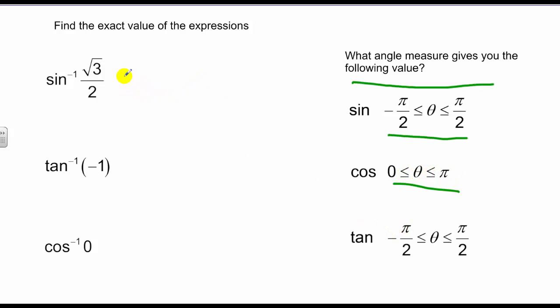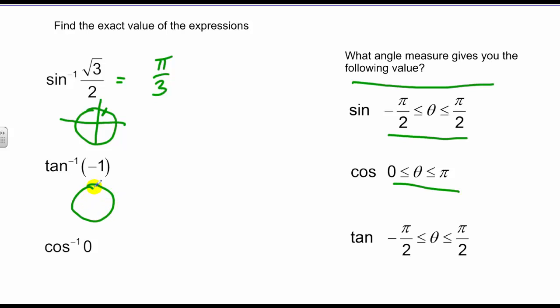So in this case, I want to know where on the unit circle do I get a y value of root 3 over 2. And I'm only going to answer in this quadrant, first quadrant, or fourth quadrant. So since this is positive, I have my y value root 3 over 2, and I know that's equal to pi over 3. So that's my only solution.